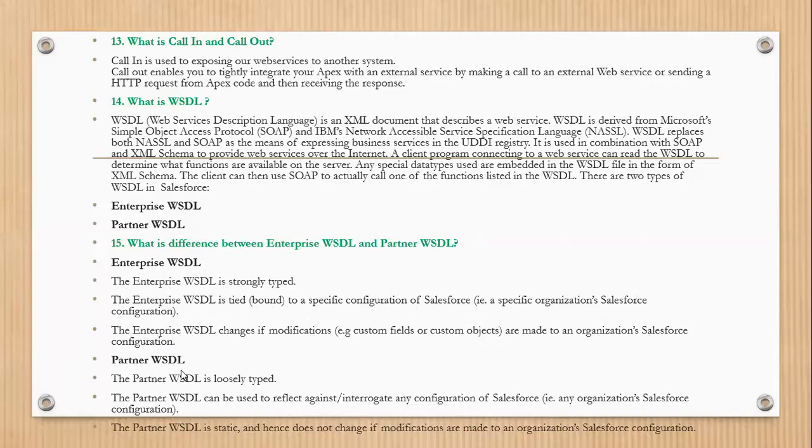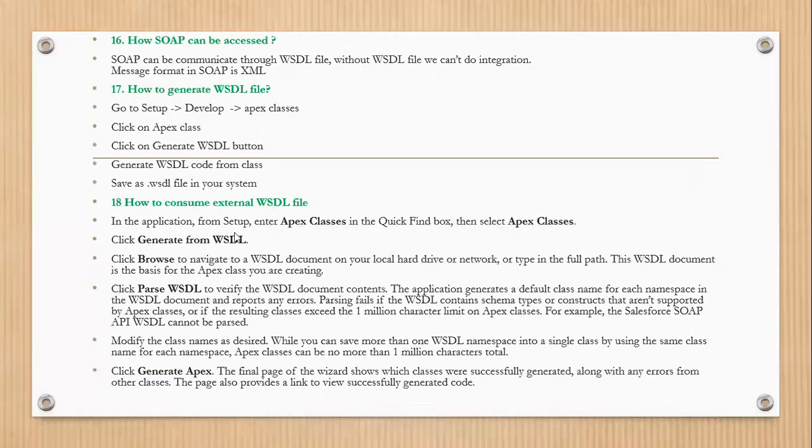Next, the Partner WSDL. The Partner WSDL is loosely typed. It can be used to reflect against and integrate with any Salesforce organization's configuration. The Partner WSDL is static and hence does not change if modifications are made to an organization's Salesforce configuration.